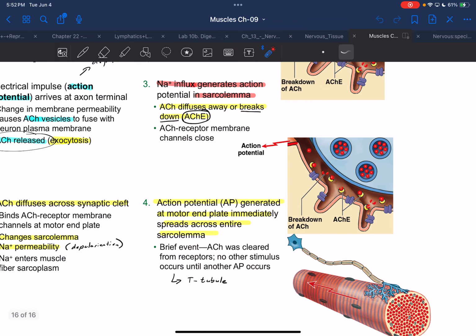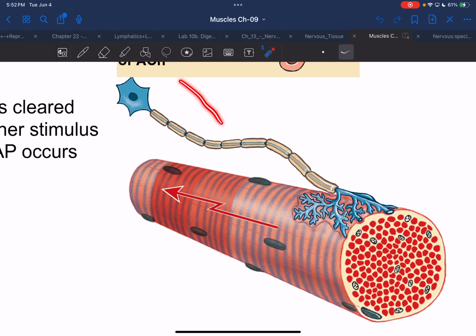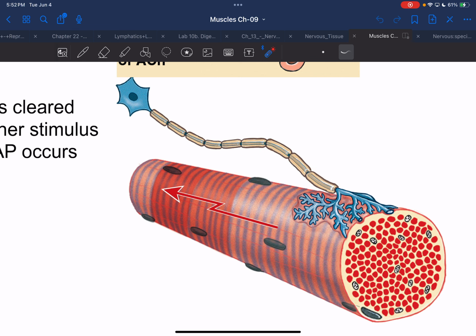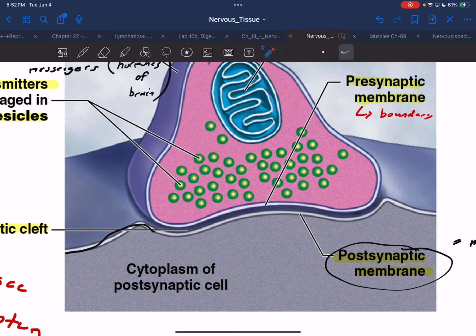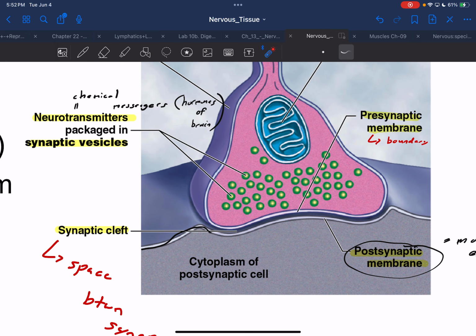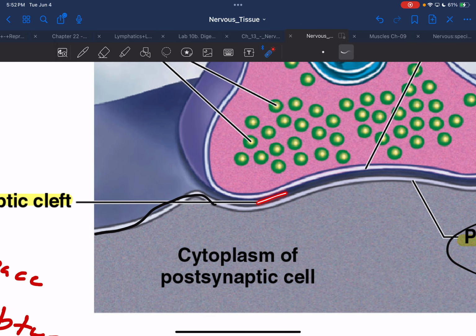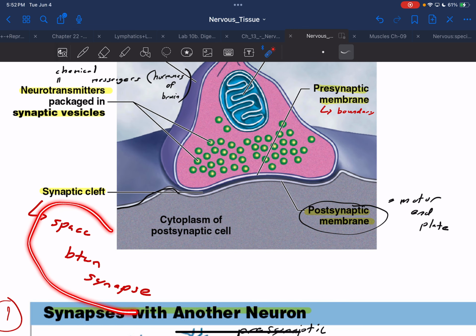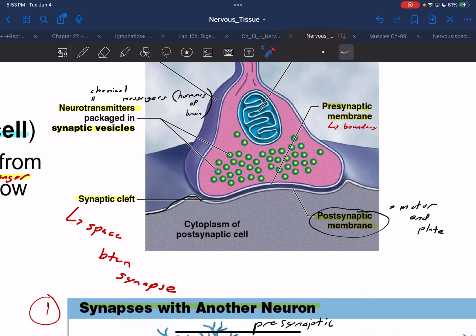And so all of this looks familiar because it's the exact same thing that happens wherever we see a connection with a muscle cell. So this picture as we see it now is the same thing, just a different illustration. And so this space is the synaptic cleft. And that, as a reminder, is the space between the synapse.